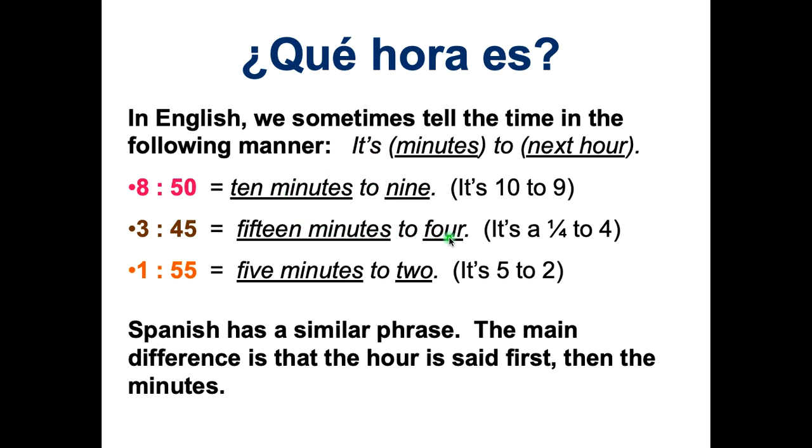Okay. For this one, we say "son las 4 menos cuarto," or "son las 4 menos 15." Okay. For 1:55, we might say "son las 2 menos 5." Okay, which is kind of expressed here in numbers. 2 menos 5. So just think of it like going in that direction instead.